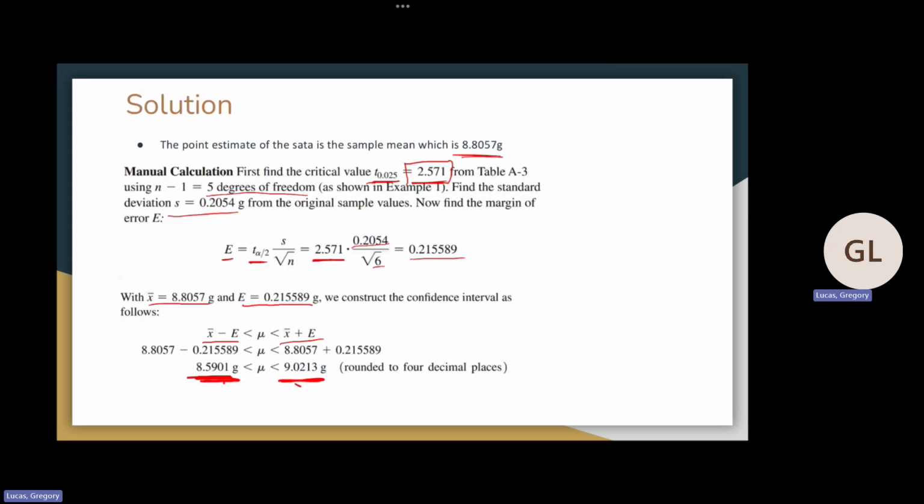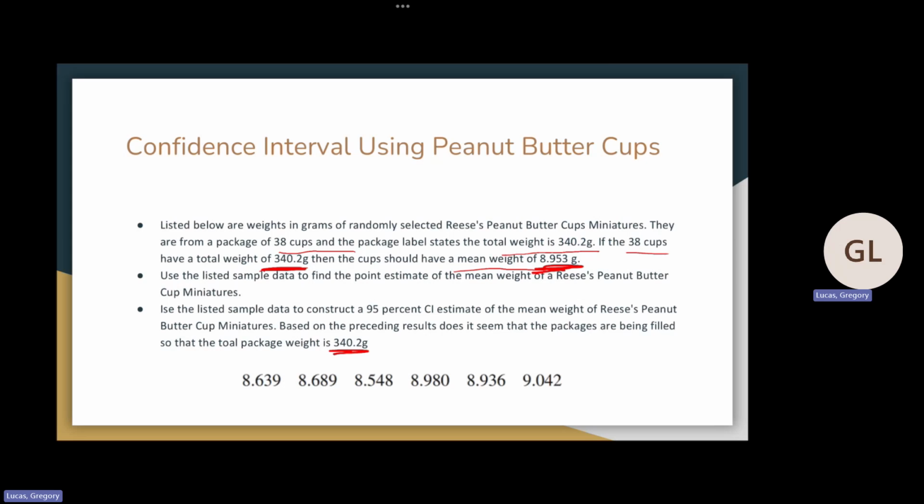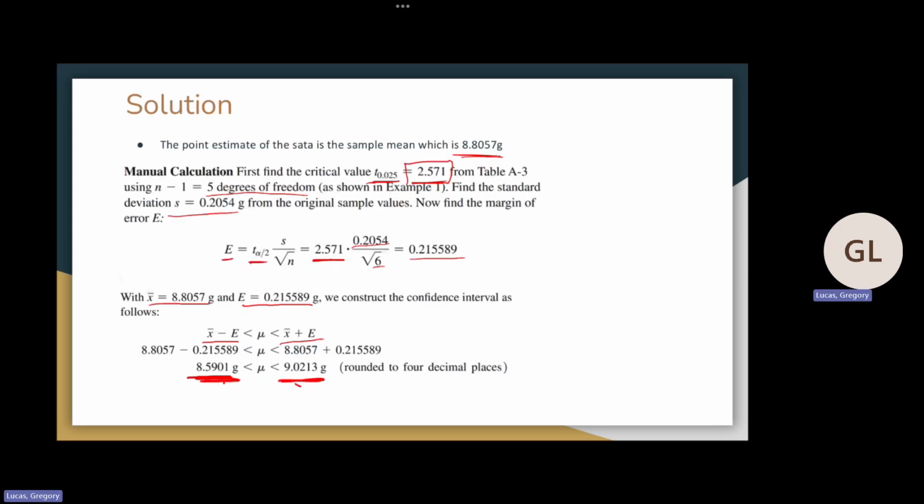And 8.953 is in our range here. So we would have 95% confidence that it is the case. So it is good with 95% confidence.